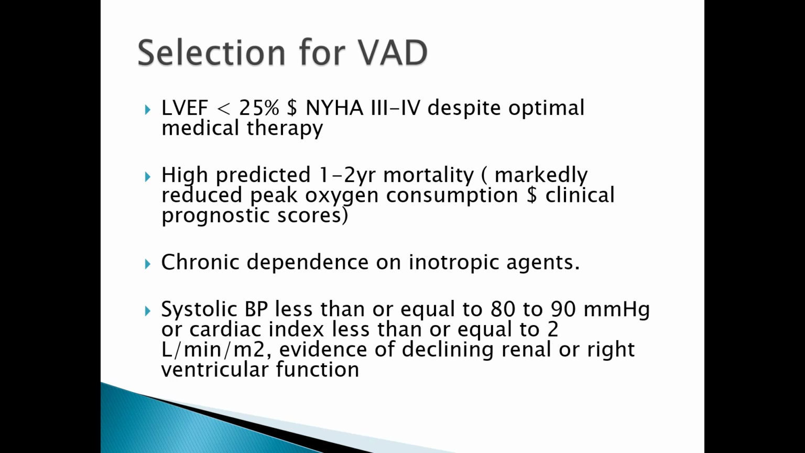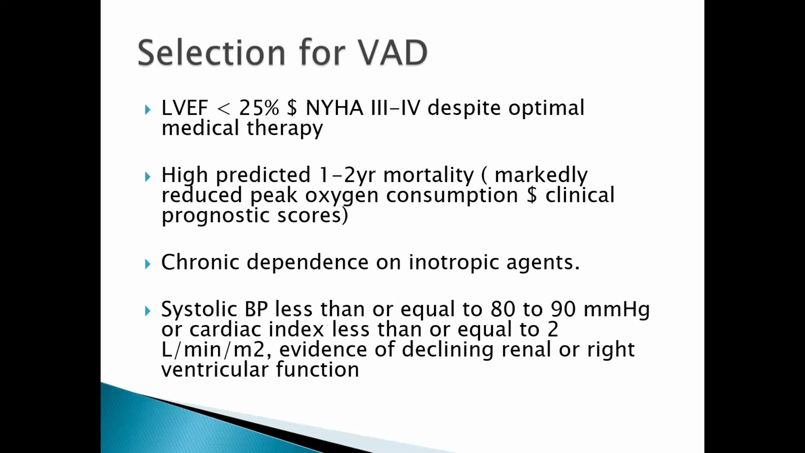Also, if the patient has a high predicted 1 to 2 year mortality, when this patient has a markedly reduced peak oxygen consumption and clinical prognostic score, this patient also qualifies. Then if a patient is dependent on inotropic agents, has heart failure and is chronically on inotropic agents every time, you need to consider this patient for a ventricular assist device.